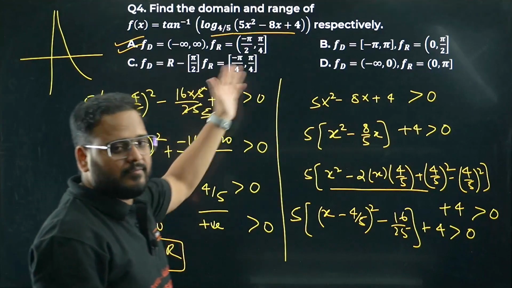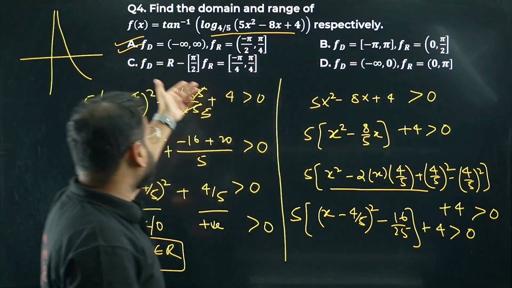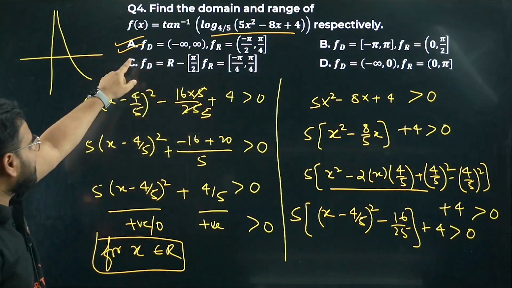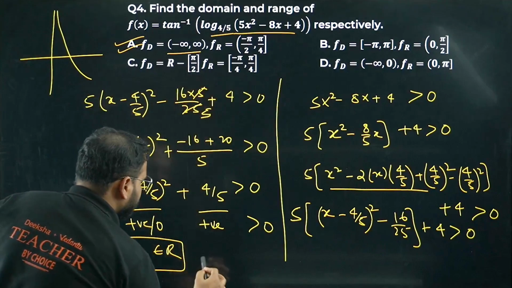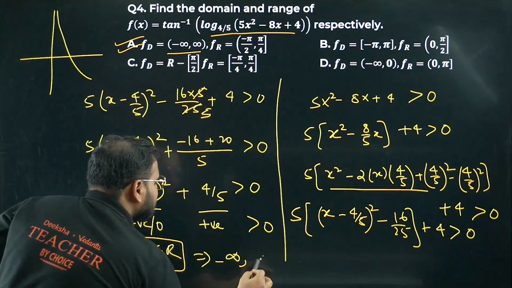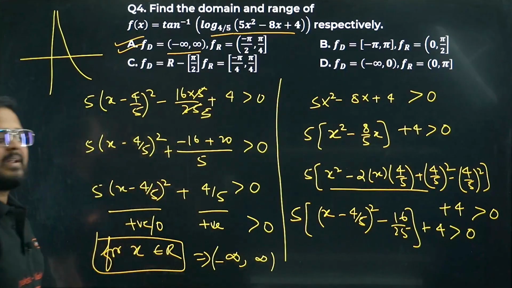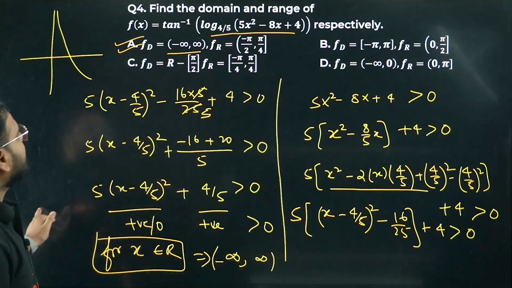But we'll solve it anyway for the range part also. But hence you can get from here directly that the domain of f is all R. What this means? Not only R, what it means is negative infinity to plus infinity, both open. That's your answer for domain. Clear? Let's look at the range now.